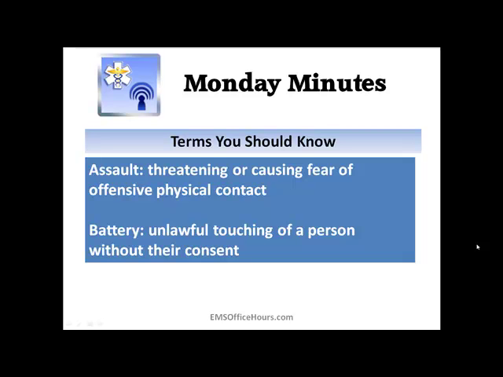You're going to take a blood pressure? Tell them, I'm going to take your blood pressure. I'm going to start an IV. Is that okay? All that stuff ties into not just good patient care, but it prevents you from things like we're talking about here. We talk about assault and battery and things like that.